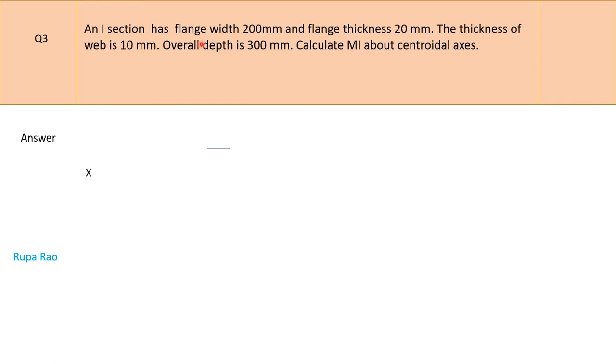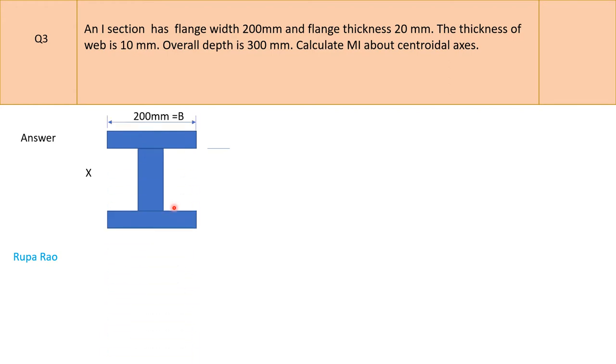An I section has flange width 200 mm and flange thickness 20 mm. The thickness of web is 10 mm. Overall depth is 300 mm. Calculate MI about centroidal axis. Now this is an I section here, and this is the flange width 200 mm, and we take it as capital B.